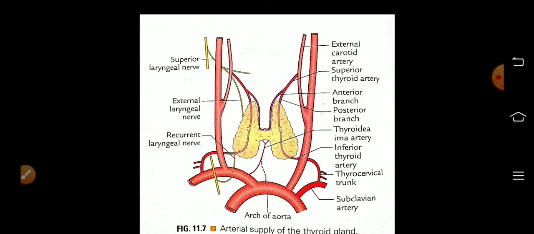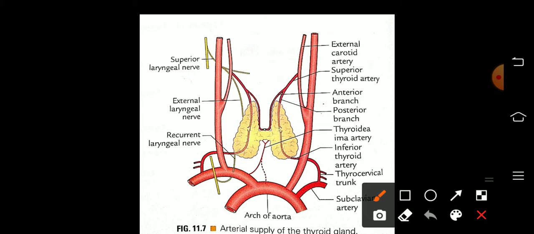Now again one more small artery is there, that is the thyroid ima artery. The thyroid ima artery is a branch arising from the brachiocephalic trunk.